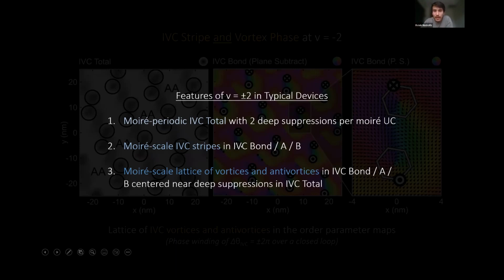We find that the complex order parameters like IBC bond A and B all show these Moiré scale stripe phases that break Moiré translation as well as rotational symmetries. And we find a Moiré scale lattice of vortices and anti-vortices upon plane subtracting to elucidate these features that are all centered very close to these deep suppressions in IBC total.